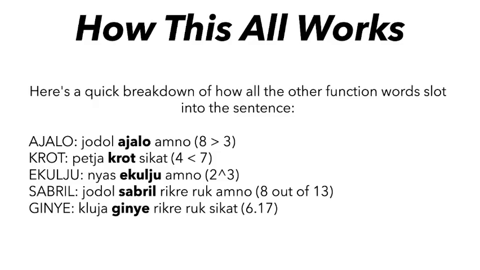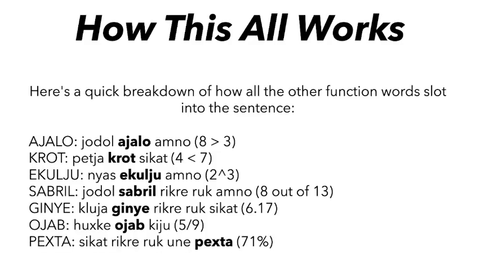Ginye, this is how the decimal points work. Kluya ginye rikre ruksika. That's 6.17. You have the main number, kluya ginye, and then whatever number is after the decimal point, you just treat it like it's a normal number. 0.17 is essentially 17, so you do rikre ruksika, which is 17. Oyab, which is the fraction, huske oyabki, 5 ninths in this case. And then pesta, very simple, sika rikre rukune pesta, which is 71%. You can see you just stick pesta at the end there.